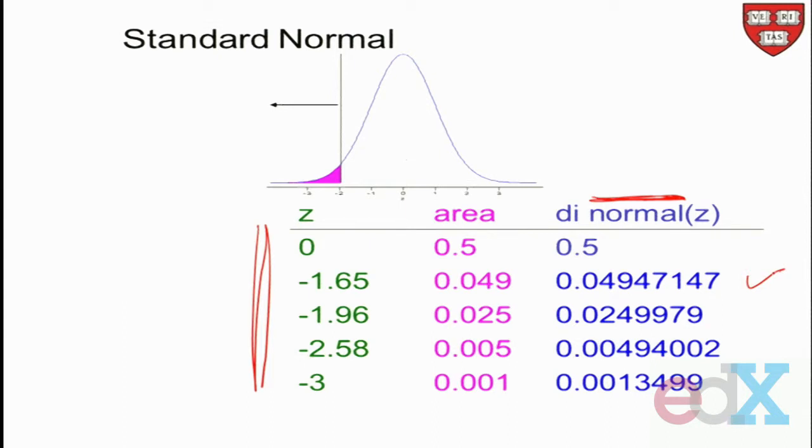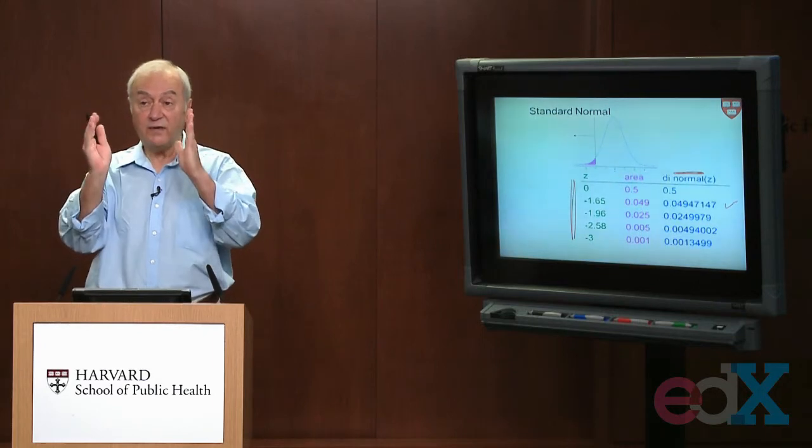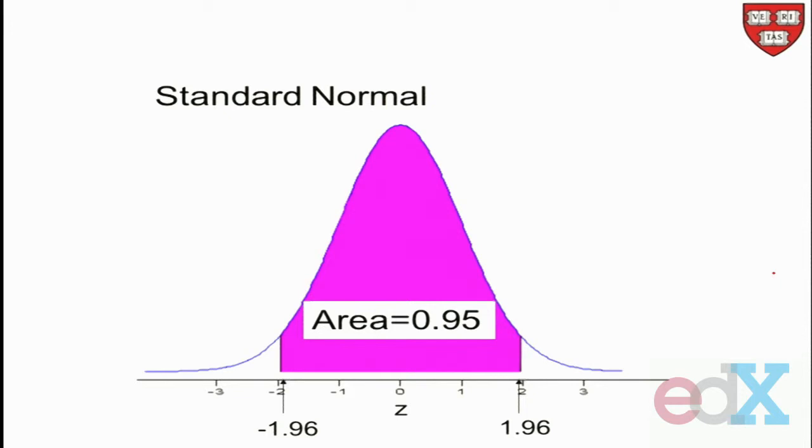But what I get from this too is, if I know the area in the right tail and I know the area in the left tail, and the total area is equal to 1, I can give you the area in the middle. So for example, the area between minus 1.96 and 1.96 is 0.95, because the area here was 0.025 and the area here was 0.025, and the total area is equal to 1. So the area in the middle must be 0.95.